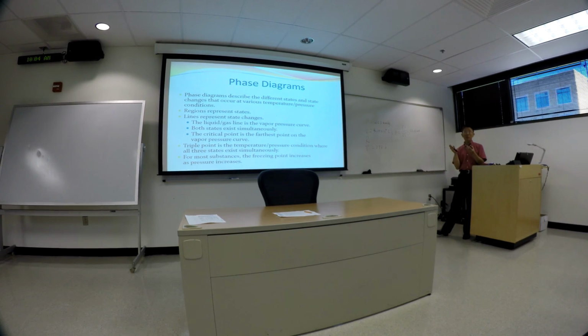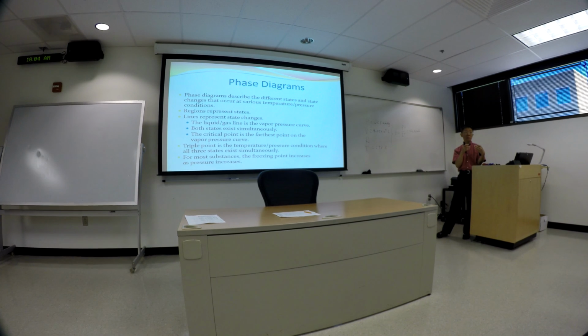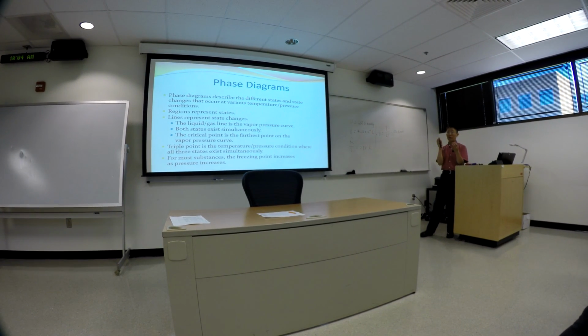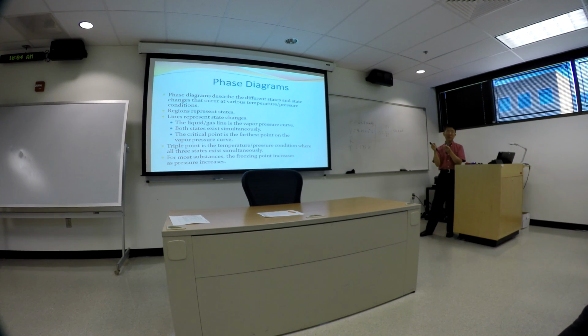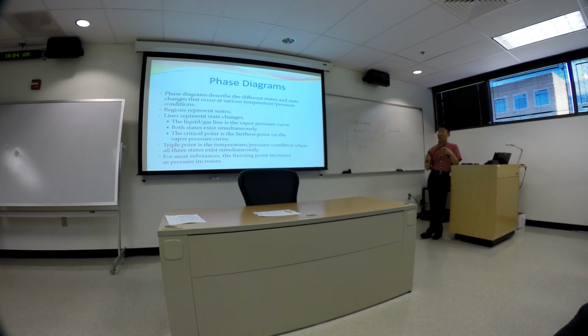So there are different regions in the phase diagram. Within one region, at a particular pressure and temperature, the substance will stay in the solid phase. Within another region, at another specified temperature and pressure, the substance will stay in the liquid phase. For the third region, there's going to be a gas phase. And so there are always going to be three regions in the phase diagram.